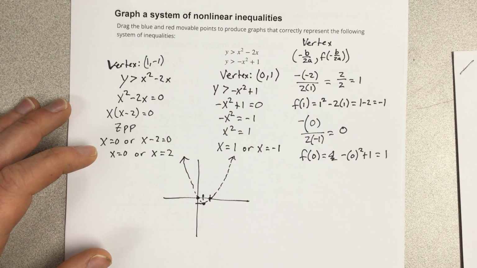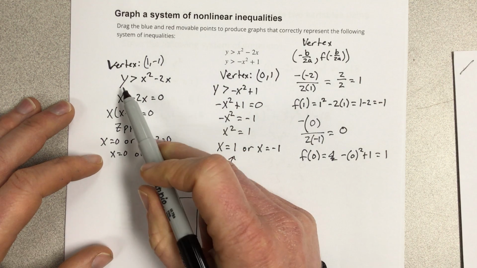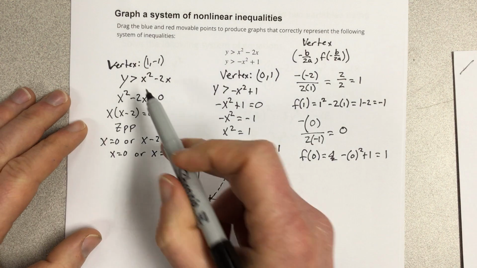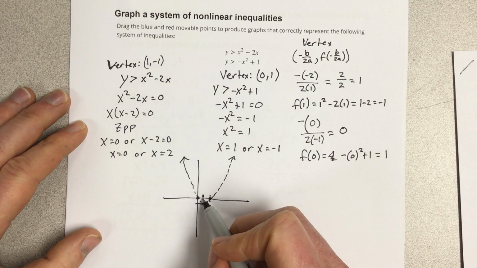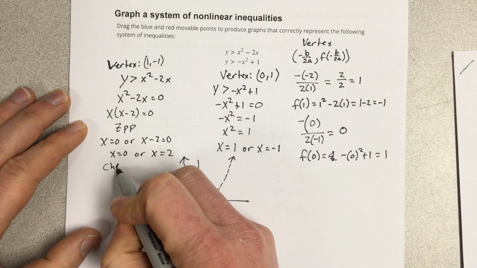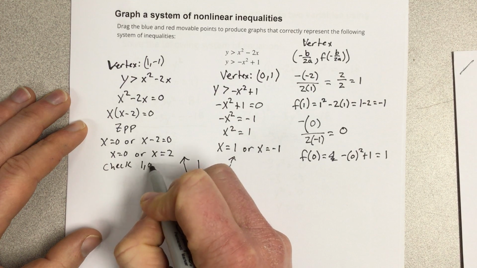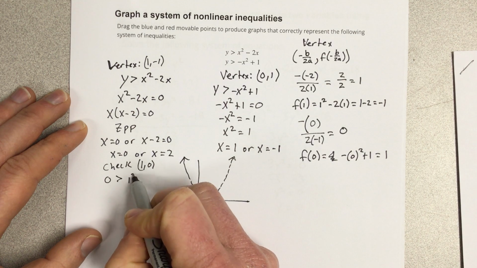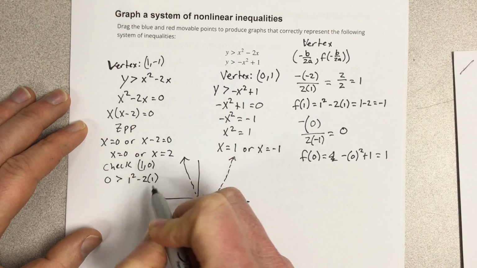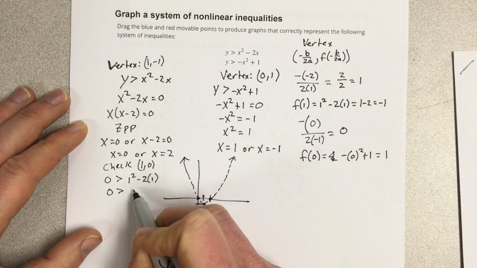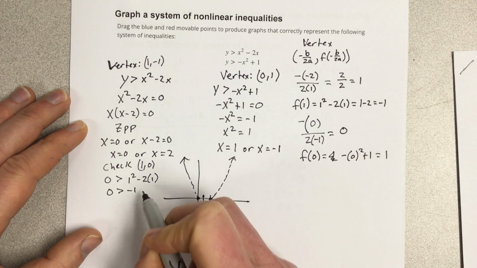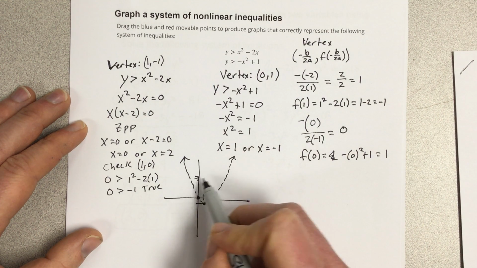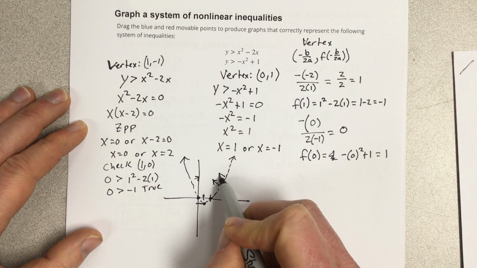And if we check, it says y greater than x squared minus 2x. We can check to see where we shade by just picking a point. So let's pick this 1, 0 point. When I check that, I get 0 greater than 1 squared minus 2 times 1. So I get 0 greater than negative 1. That is true. So that means we're shading in this area. I'm just going to point my arrows shaded inside there.